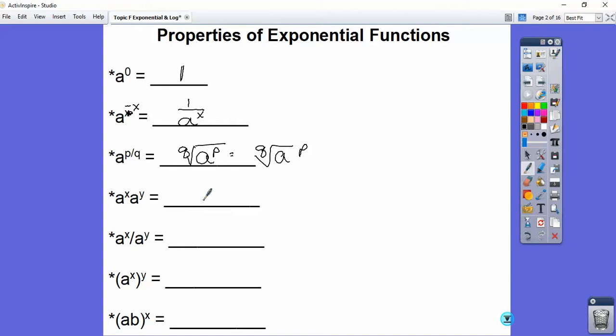Okay, a to the x times a to the y. What do you do with those exponents? Add them. That's a to the x plus y power. Next one, if I have a to the x over a to the y, so if those are divided, then you subtract your powers.